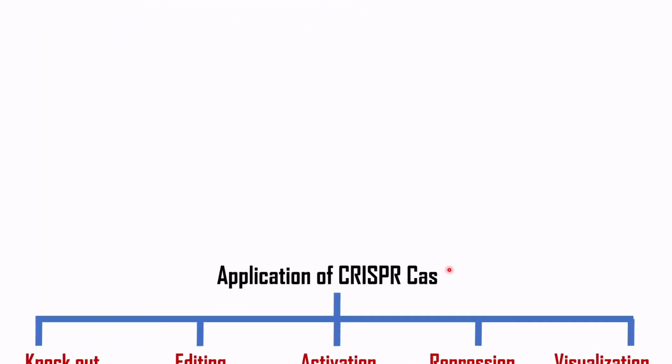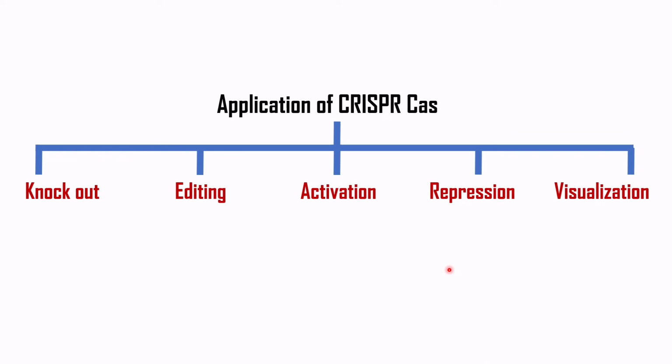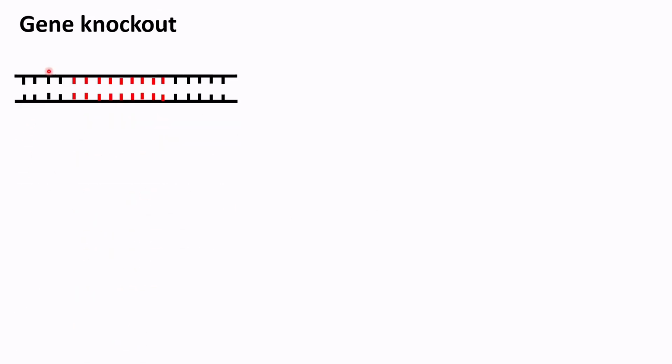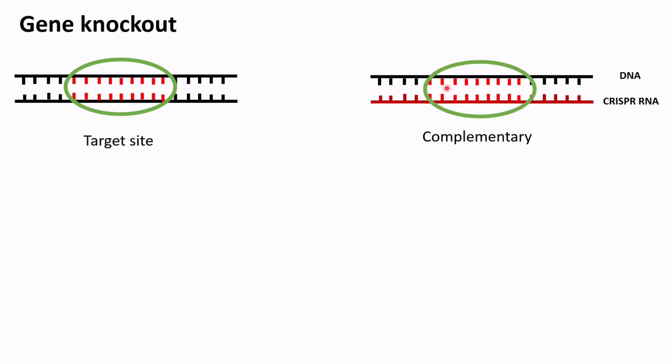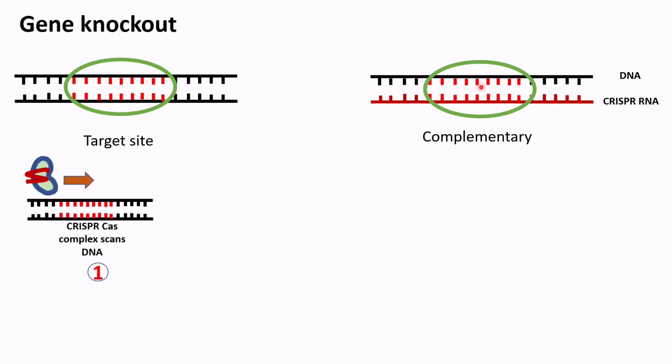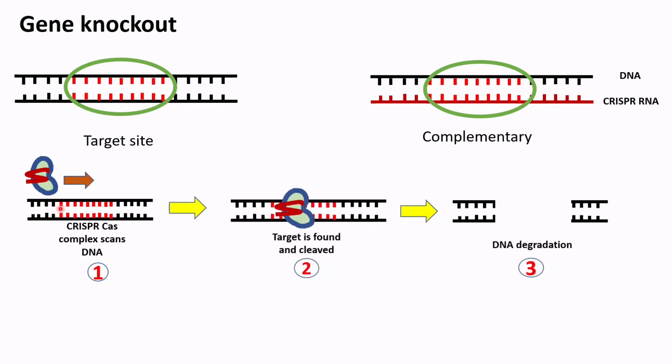Today we will talk about some applications of CRISPR-Cas technique. First one is gene knockout. First we need to target a gene that is supposed to be knocked out. Suppose this is the gene. Now CRISPR is an RNA whose nucleotide sequence is complementary to this part. So CRISPR finds its target site and brings Cas in the spot. Cas is a nuclease protein that breaks both the DNA strands.